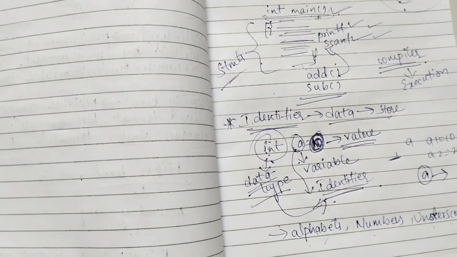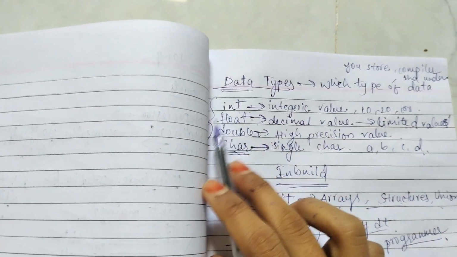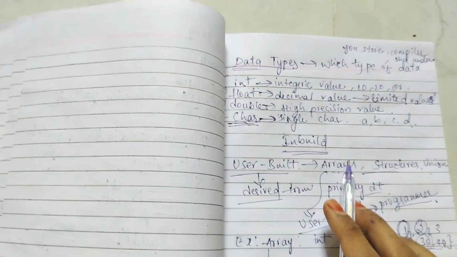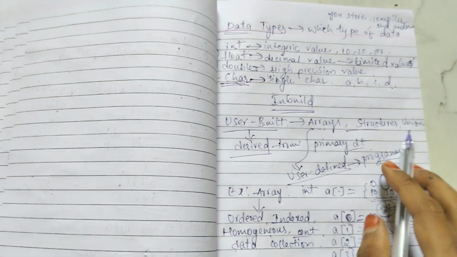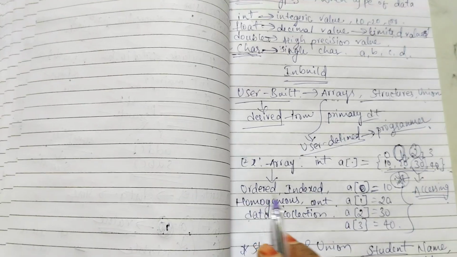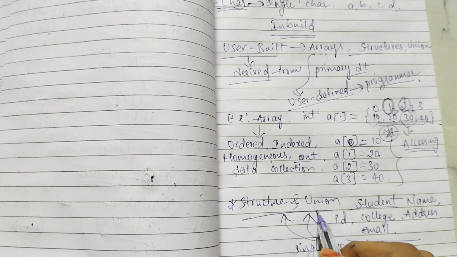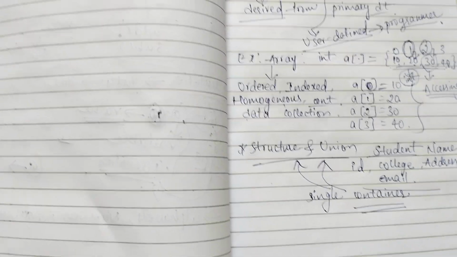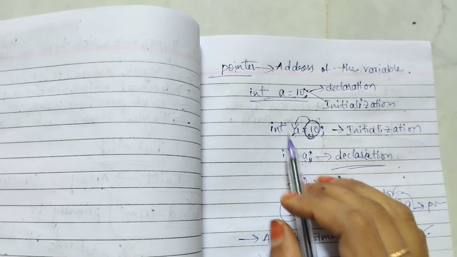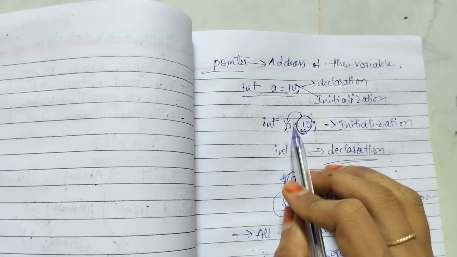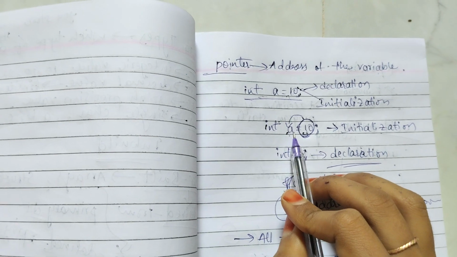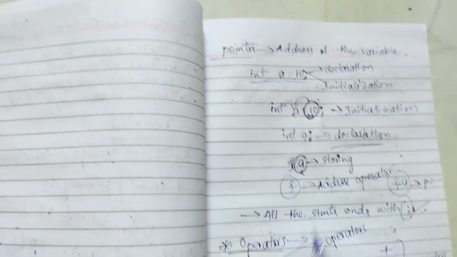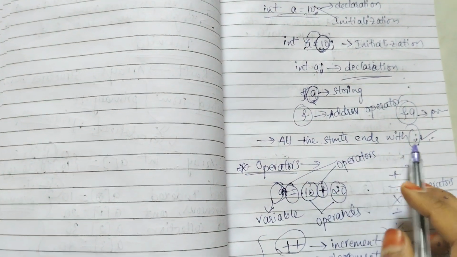And the data types, we have integer, float, double and character. These are all inbuilt. We have user-defined ones, those are array, structure and union. Array I have explained. For structure and union, if I want to store different data types in a single container, I can use the structure and union. And next one is pointer, the address of the variable. It will go to the address of that variable, not the value. It will store the address of that variable, that is pointer. And all the statements should end with the semicolon only.